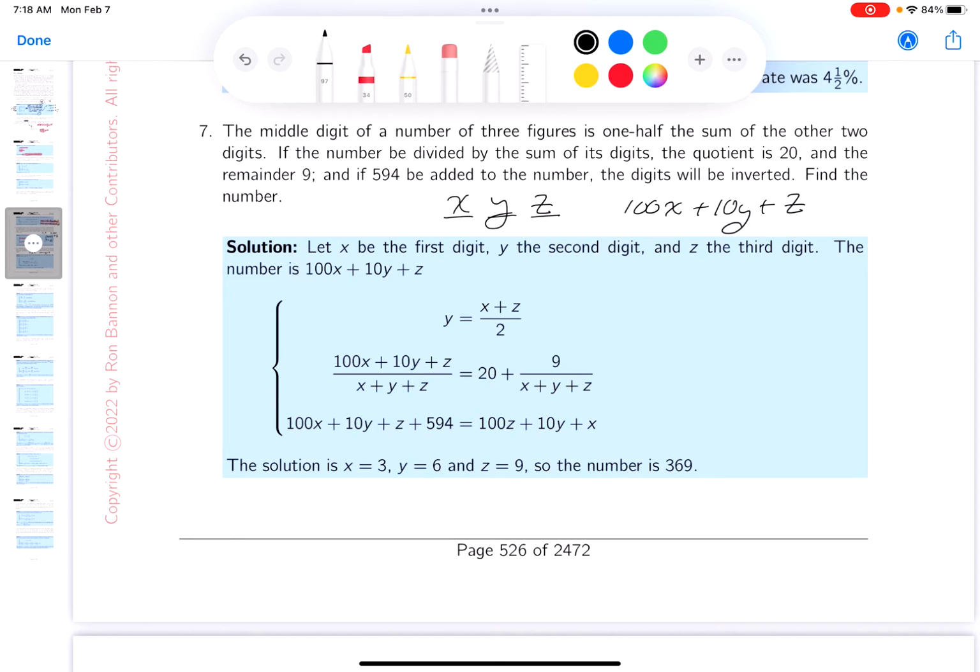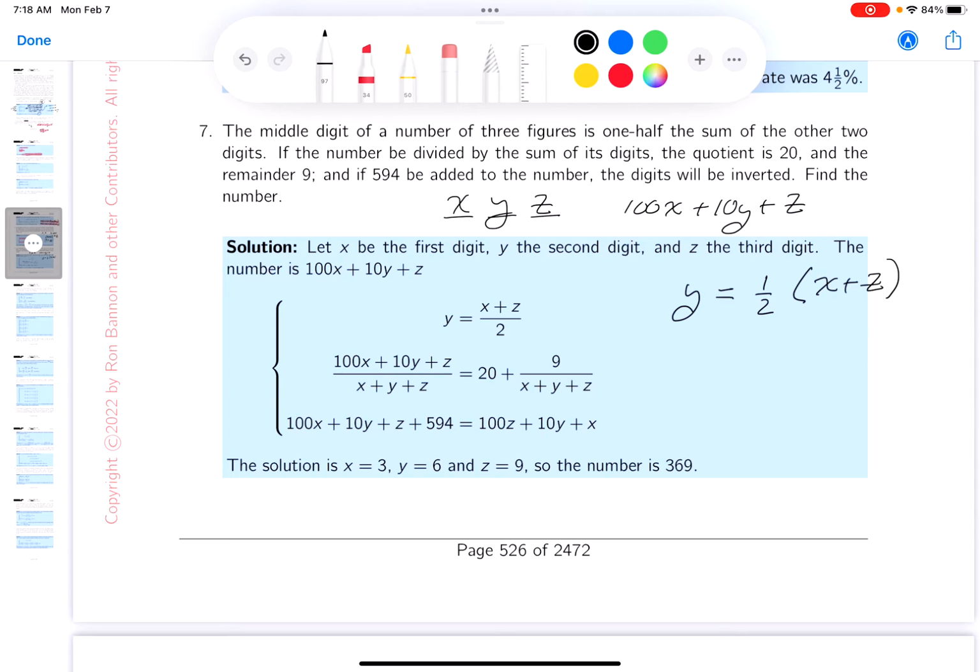Now, what do they go on to say? They say the middle digit of a number of 3 digits. What's the middle digit? It's y. And what do they claim it is? They say it's 1/2 the sum of the other 2 digits. Well, the other 2 digits are x plus z. I got that covered. Let me go on.